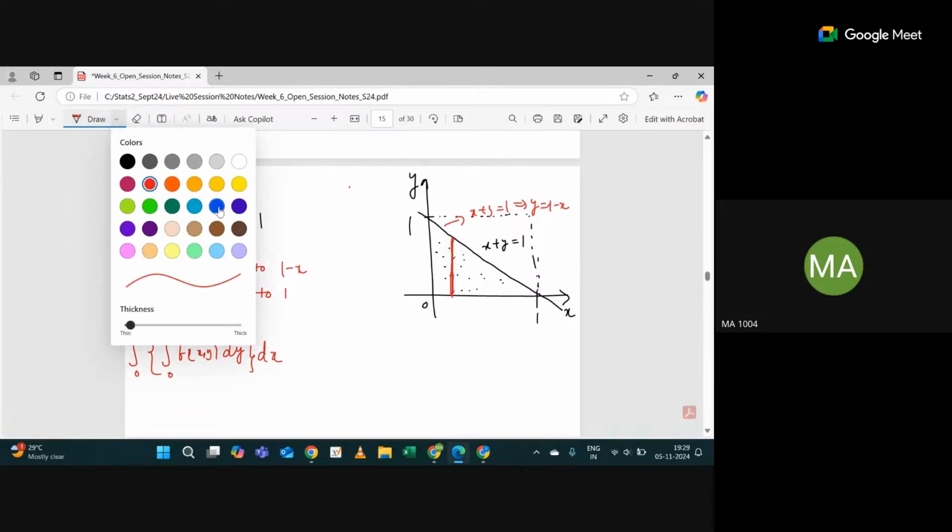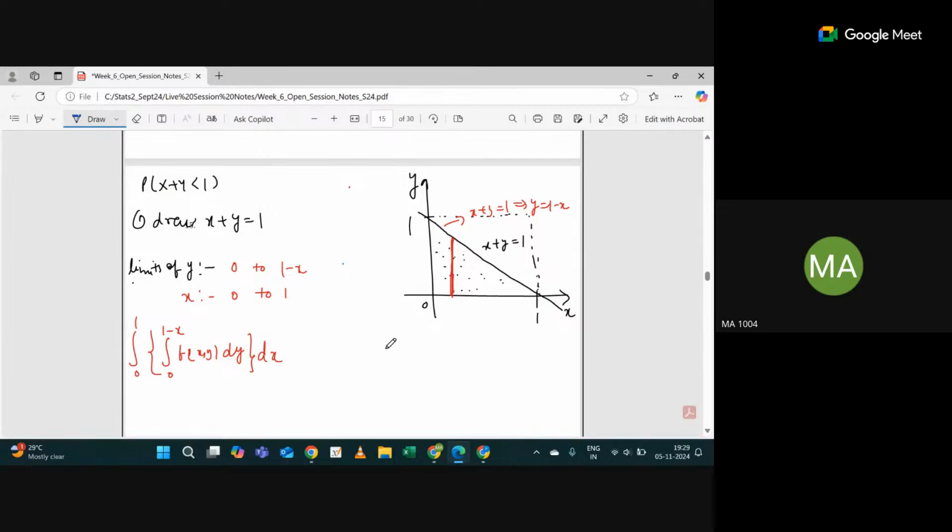Yeah. Correct. Now let's try to find the limit of x first. You can go with either approach. I'm not saying you have to start with y. Let's try to go with x. Then I will draw a parallel line with respect to x. If you draw a parallel line with respect to x, then what will be the limit from where to where this is going? 0 to 1 minus x.